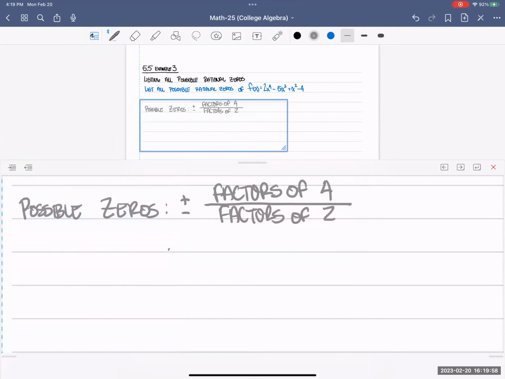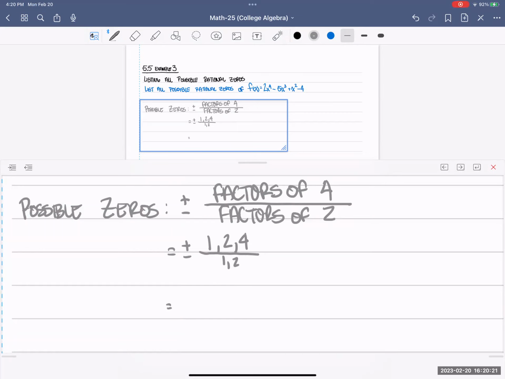So now let's think about what those are. So plus or minus factors of 4. 4 is divisible by 1. 4 is divisible by 2. Not 3. 4 is divisible by 4. So those are all the factors of 4. And then we think about factors of 2. That's just going to be 1 and 2. And we're going to give every one of these possibilities.